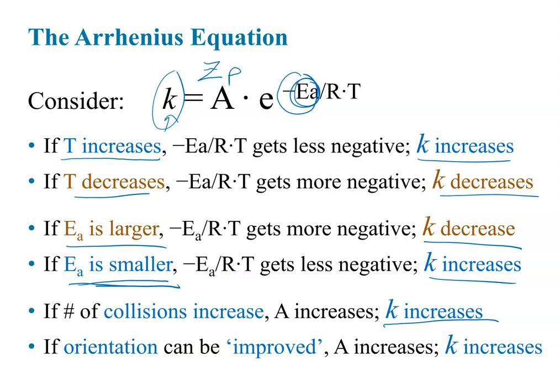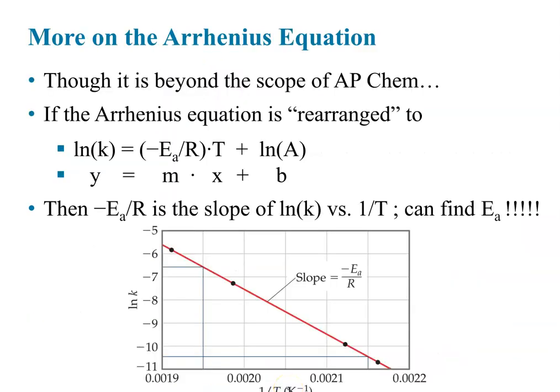Finally, if there's something you can do to the reaction to make the orientation factor improved, for example, if you can do something to allow a higher percent of collisions to be in the proper orientation for reaction, then the A factor will increase and therefore K will increase. And I'm going to give you a little hint. It turns out that some catalysts act by improving the orientation factor.